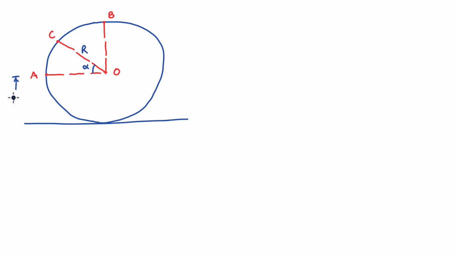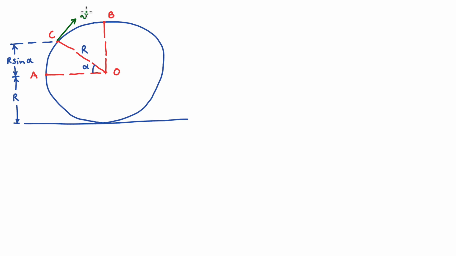Now point A is at a height r above the ground, and from simple trigonometry we can deduce that the point C is at a vertical height of r sine alpha above the point A. Now the mud particle will take off tangentially at the point C with a velocity v.